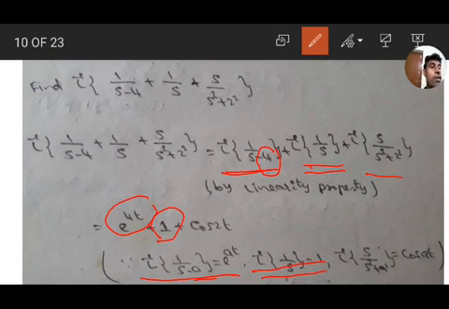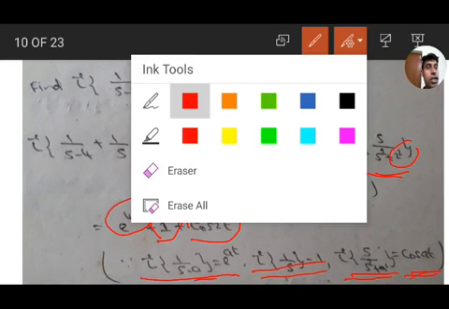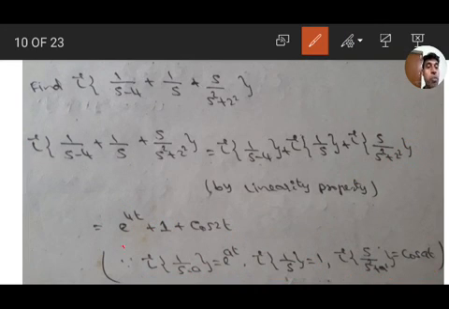And L inverse of s by s square plus a square is cos at. Here we have L inverse of s by s square plus 2 square. a means here 2, therefore we get cos 2t as the answer. So finally the combination e to the power of 4t plus 1 plus cos 2t is the answer.